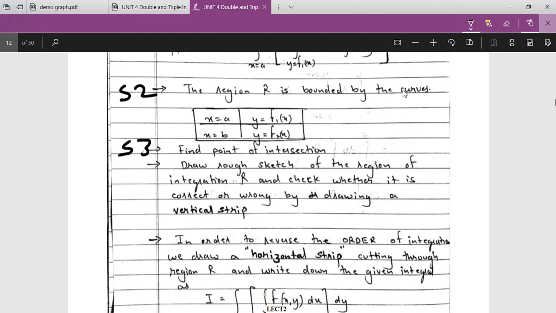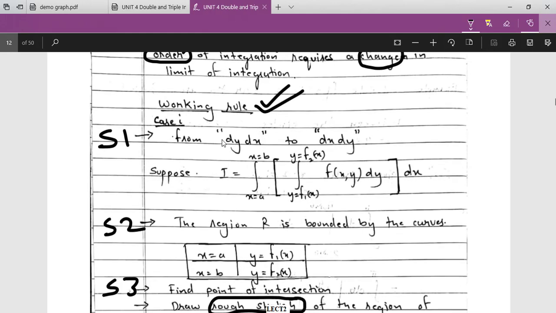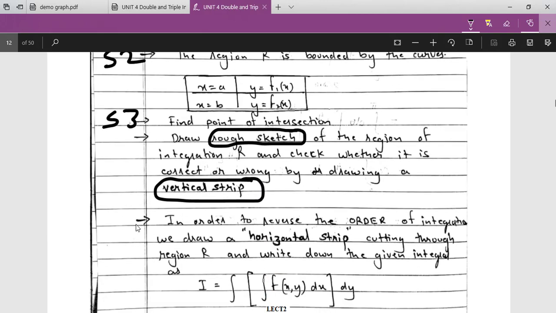Now what you need to do is draw a rough sketch of the region of integration R and check whether it is correct or wrong first, by drawing a vertical strip. When the concept is for dy dx, at that time you need to draw vertical strips, right? Now step 4: initially you take the vertical strip, top to bottom or bottom to top, right?